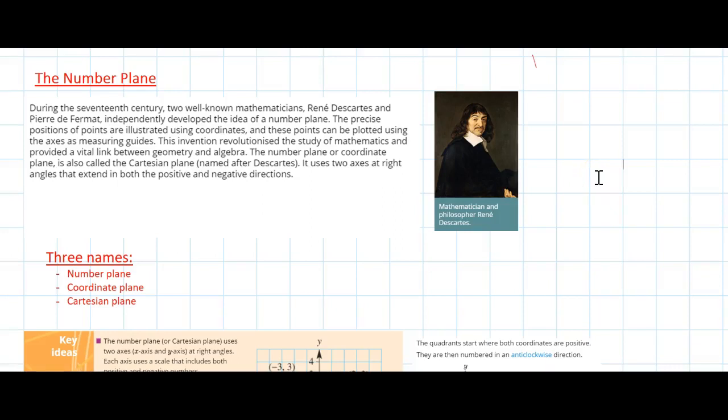In this video we're going to be exploring the number plane, and it's involved in our integers unit because it involves both positive and negative integers. So we'll get into that here.